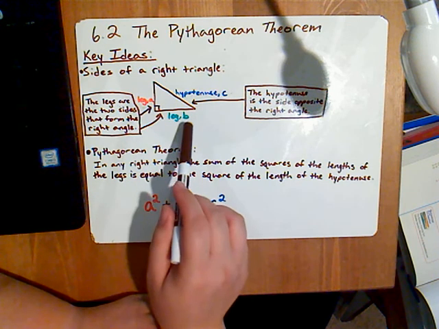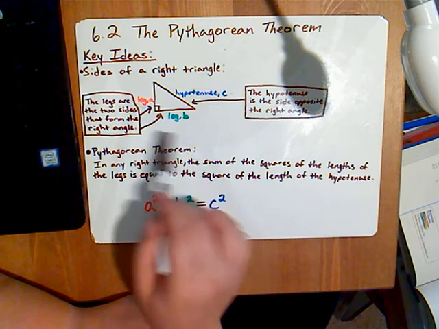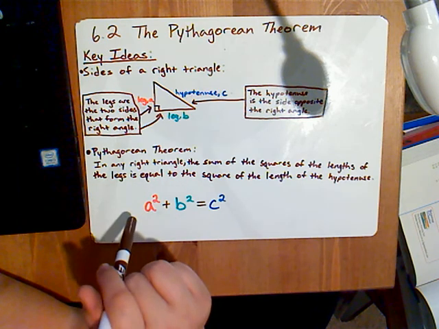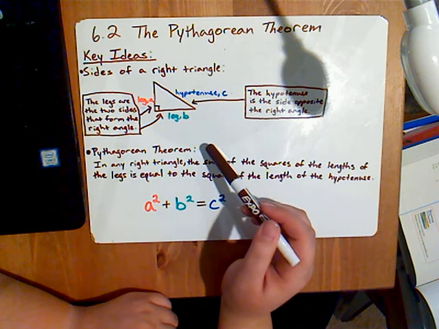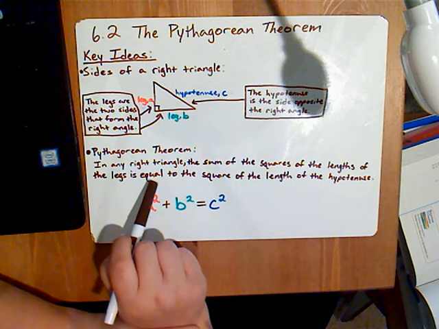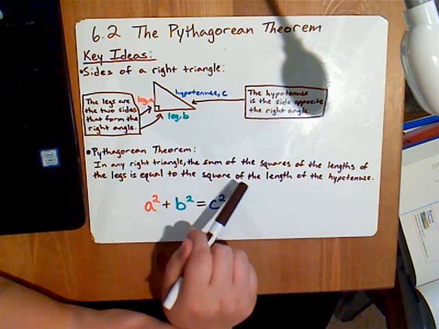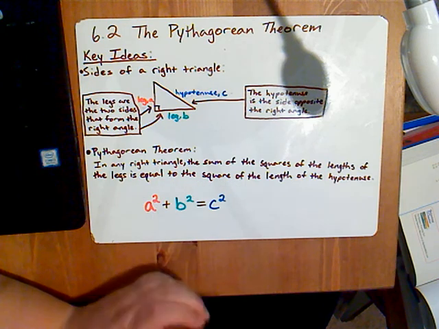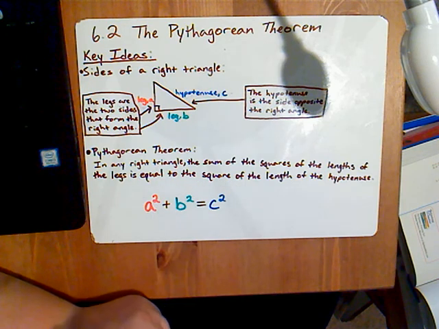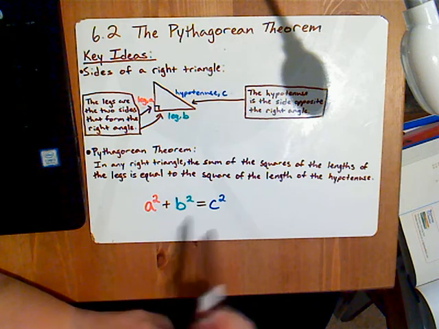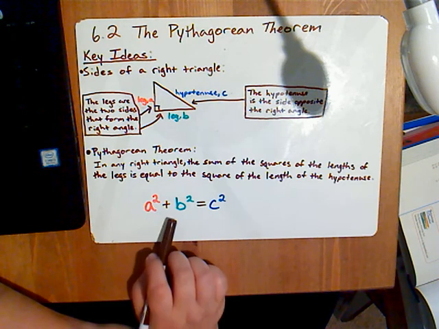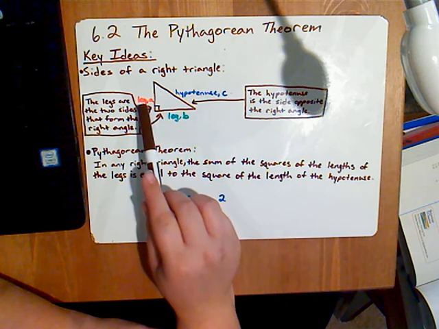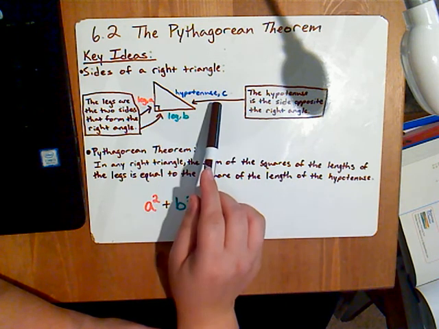Using these three sides, these three sides are going to be used when calculating with the Pythagorean theorem. In any right triangle, the sum of the squares of the lengths of the legs is equal to the square of the length of the hypotenuse. You can see that as a squared plus b squared equals c squared. So your legs are a and b, your hypotenuse is c.